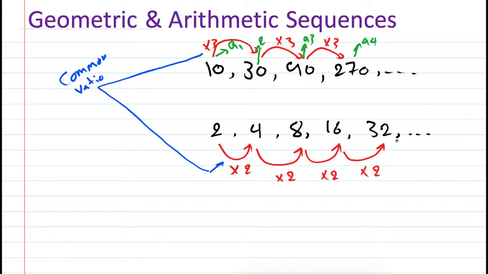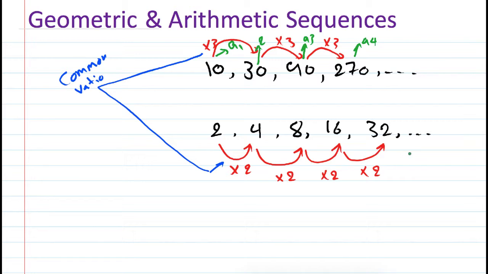Okay? If I divide 32 by 16, I'll get 2. If I divide 16 by 8, I'll get 2. If I divide 8 by 4, I'll get 2. And if I divide 4 by 2, I'll get 2. So the fixed value that creates all the terms in this sequence is something that is called a common ratio. It's a common ratio between all of them. Okay, so that is basically what the geometric sequence is.